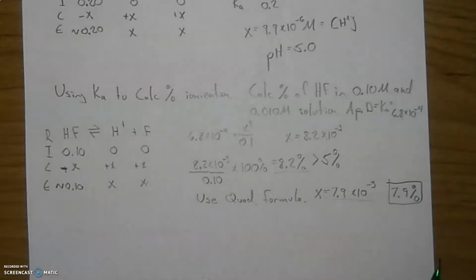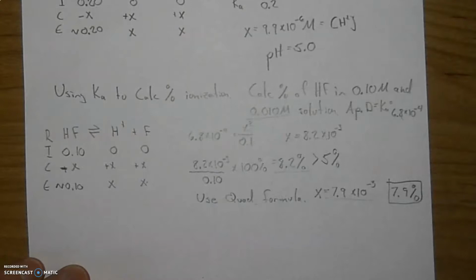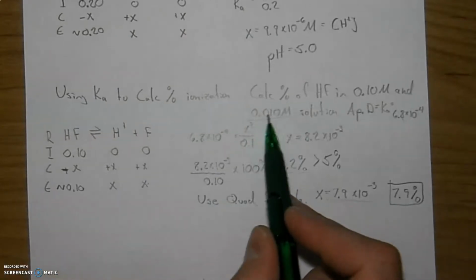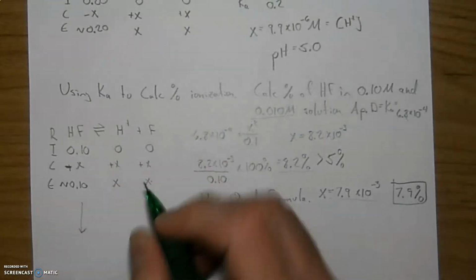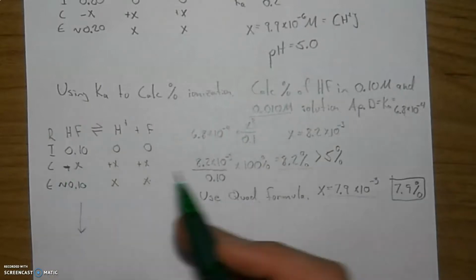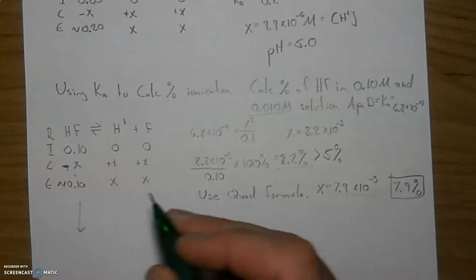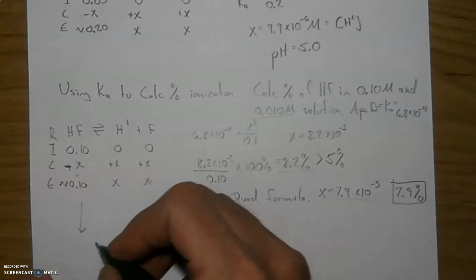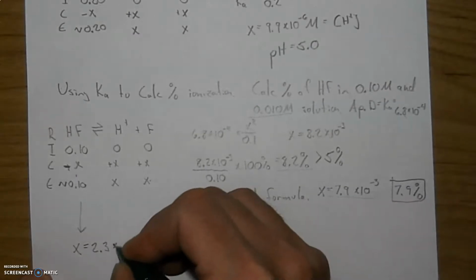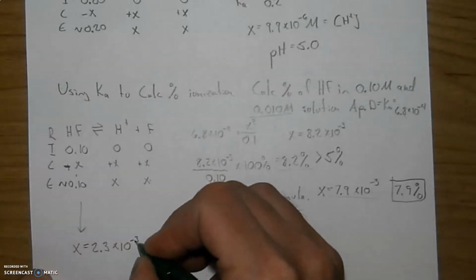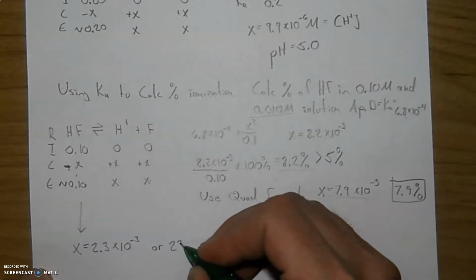Okay, let's look at part B. In other words, what if I make the solution less concentrated? So it's 10% of what it was up here. I won't do the entire problem, but if I repeat this process, but instead of using 0.1, I use 0.01 and use the quadratic formula this time, so I just reprogram that back in my calculator, what you will find is your x will equal 2.3 times 10 to the negative third. Or, using percent ionization, you'll end up with 23%.